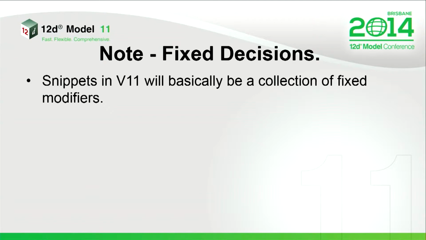Now, yes, snippets in V11 are basically a collection of fixed modifiers. That's what we talked about on the first day. You've still got the old 12D template with all its parts: cut, fill, decisions, templates, but basically most stuff now is done in that fixed part of the template. If you want to get funky, you can still go to the old decisions, the old cut, fill part. That all still works, but we've got the fixed part.